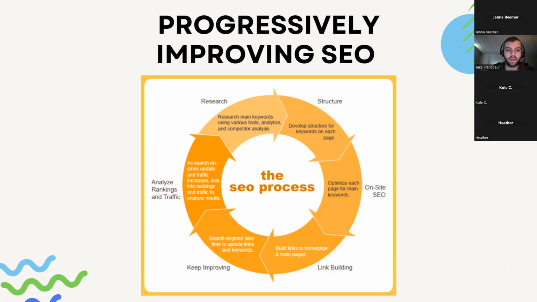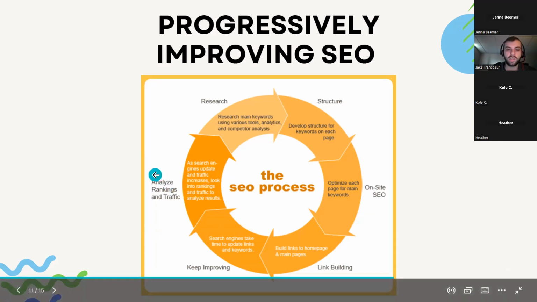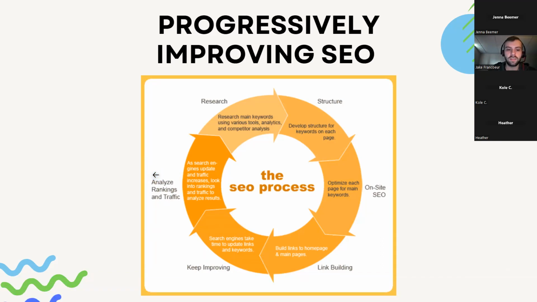Okay. So analyze rankings and traffic. As search engines update and the traffic increases, look into rankings and traffic to analyze results. So we always want to analyze and see what is important, which one is performing best under which category, because that can lead us in the future to understand how we can build higher level, more efficient keywords from those results.